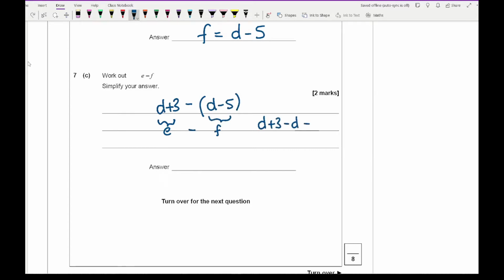Now, this is where a lot of students will probably go wrong because it's actually plus 5, because we've got a minus 1 outside the bracket. Minus 1 times D is minus D, but minus 1 times minus 5 is plus 5. Then simplifying this, D cancels with D, so then I've got 3 plus 5, which is 8.